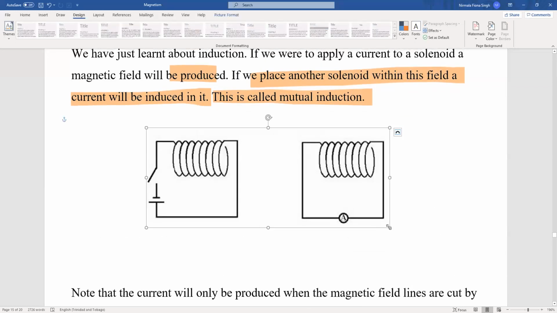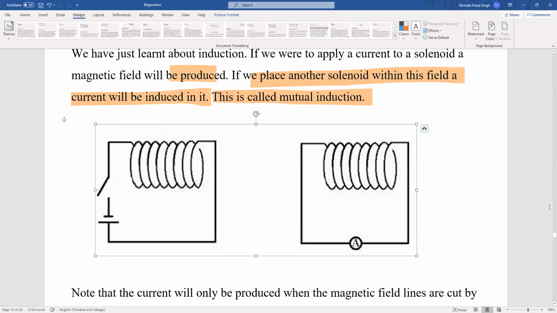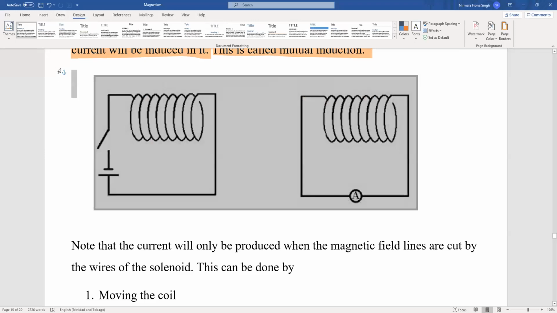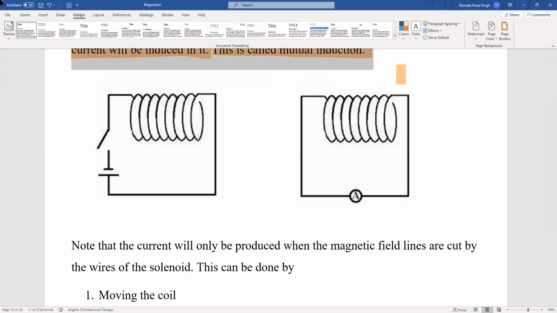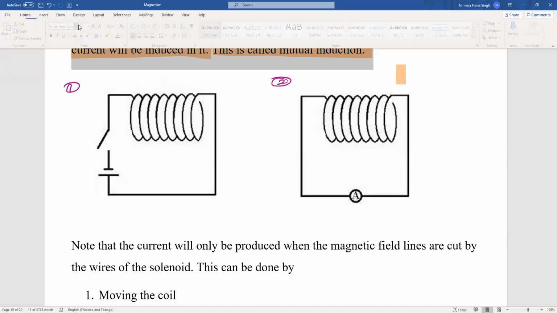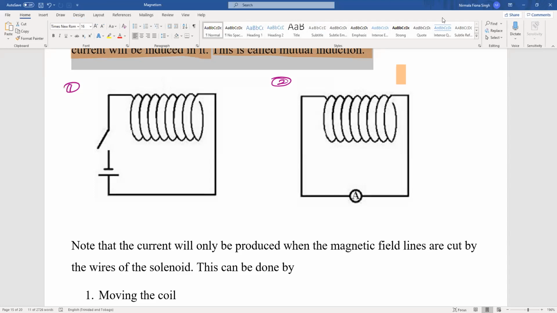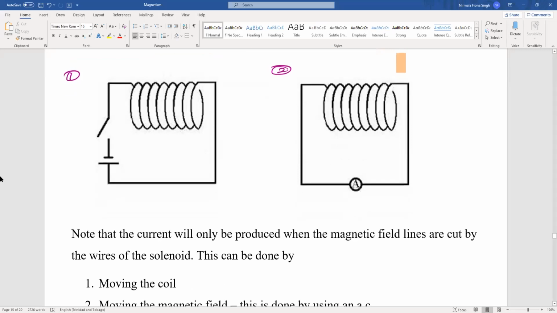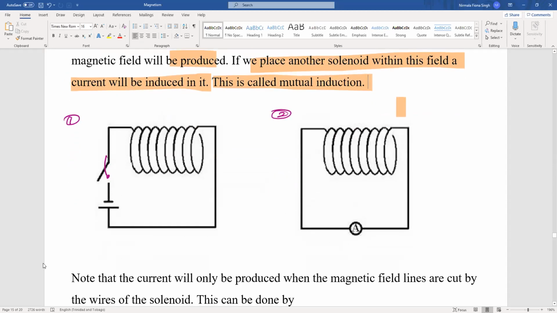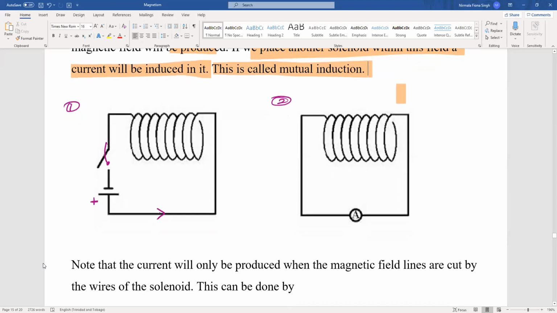Let's get a bigger diagram. So I have circuit 1 here, and I have circuit 2 across here. Circuit 1 has a power supply in it, a battery. So when I close the switch, electricity is going to flow from the positive pole. Remember, electricity always flows from the positive, and the long line is the positive. So it's going to flow through here.